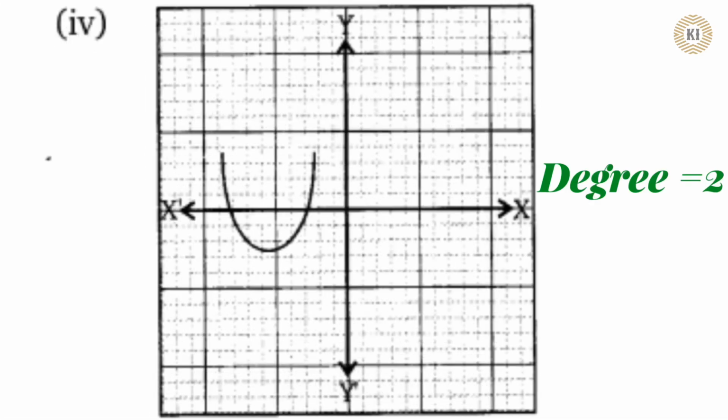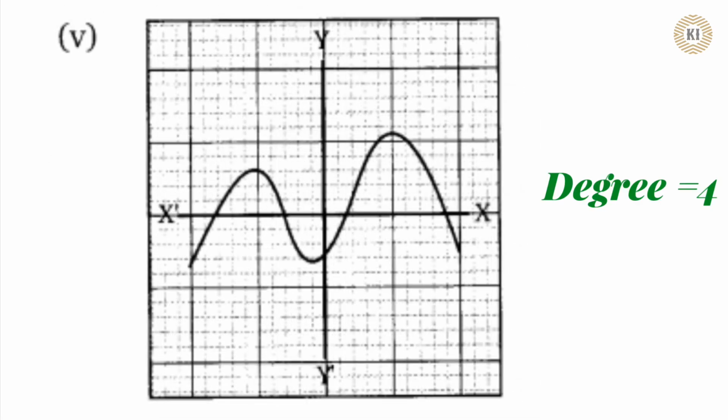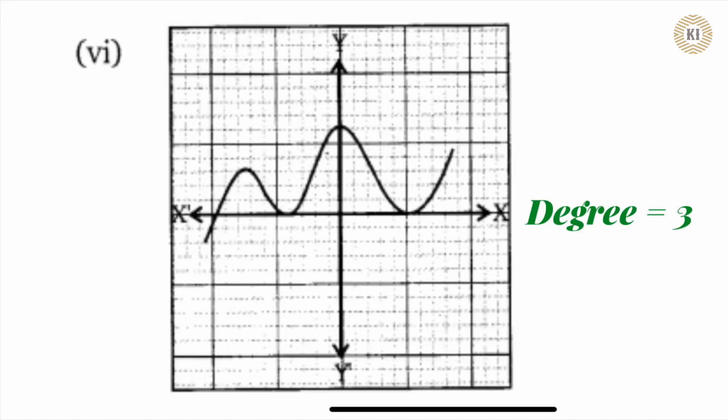Fourth question, how much will be its degree? Its degree will be 2 because it is cutting the x-axis at 2 points on the negative side. Fifth one, count how many times it is cutting the x-axis. 2 times on the negative side, and 2 on the positive side. So its degree will be 4. And the last question, you just see 1, 2, 3. 3 times it is cutting the x-axis. So its degree will be 3.